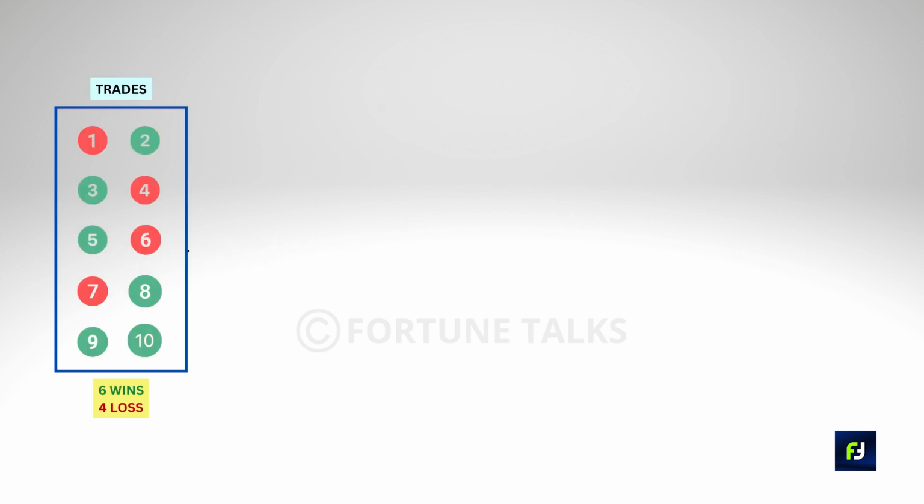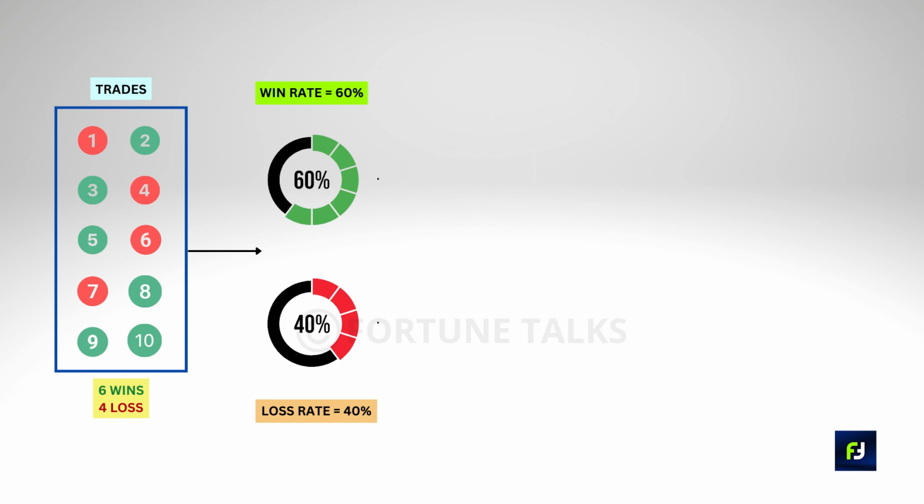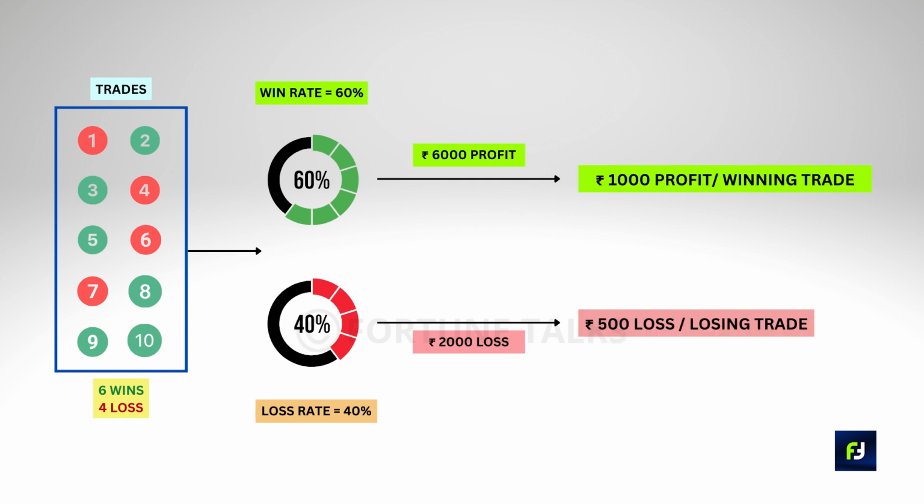Let us say you have taken 10 trades, out of which 6 are winning trades and 4 are losing trades. This means your percentage win ratio or the win probability is 6 by 10 or 60% and your losing probability is 40%. Now if your 6 winners brought you a profit of 6,000 rupees, then your average win is 6,000 divided by 6, which is equal to 1,000 rupees per winning trade. Similarly, if your 4 losers total to 2,000 rupees, then your average loss is 2,000 divided by 4, which is 500 rupees per losing trade.